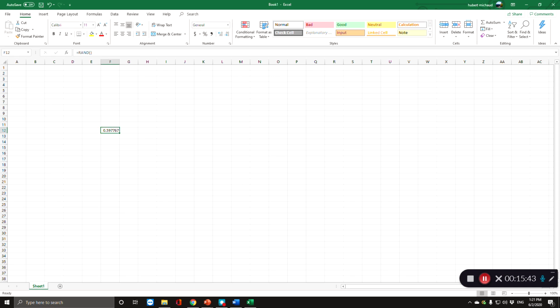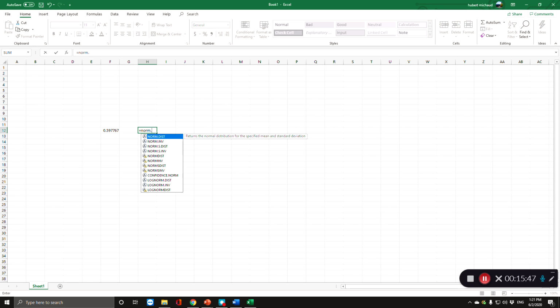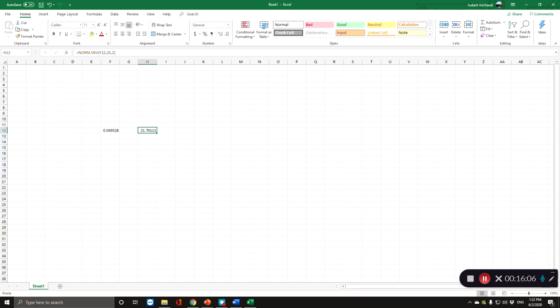Then I can use that number to find the value of my variable. If my price was following a normal distribution with a mean of 25 and a standard deviation of 2, I would use this probability that I got, and it gives me a random value. The price was 21.70 for this simulation. Does that make sense?